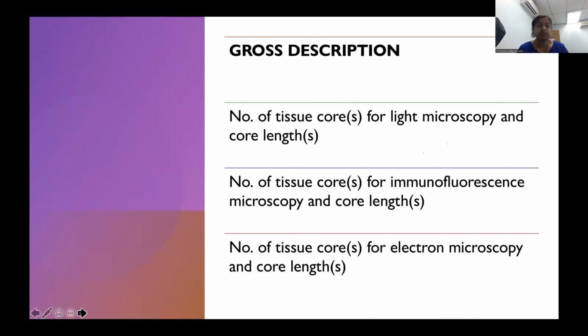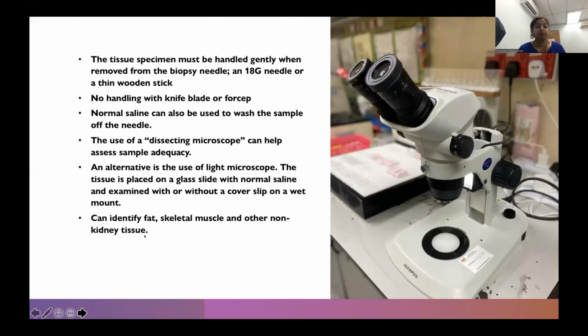Okay, let's go to the gross description. Ideally in any report, you will need to mention the number of cores and the length of the cores. I think this is routine practice for every one of us. As for the immunofluorescence, it's also good to mention how many cores and what the length is, okay? And the same goes for electron microscopy. So gross description, I think most of us don't have any problem.